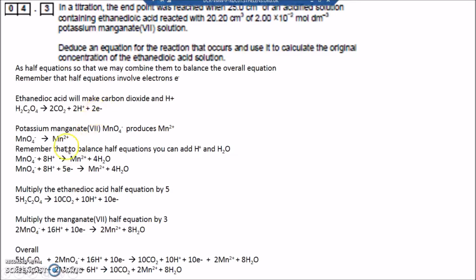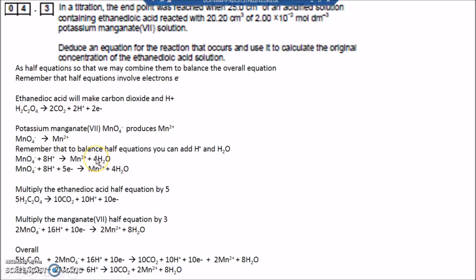Now the problem: when I add these two together, I'm going to add everything on the left of this equation, everything on the right of this equation. So everything on the left and everything on the right will come together to make one equation. The problem is that I've got to balance the electrons. That's what I do. I create 2 half equations and then I multiply up to balance the electrons.